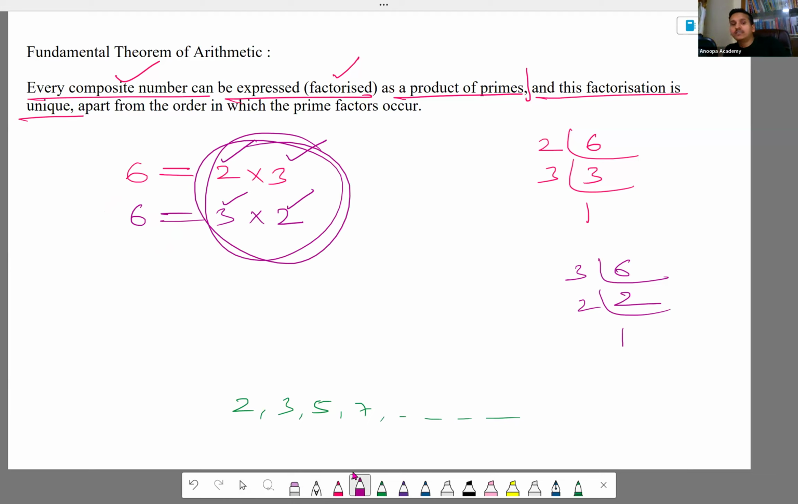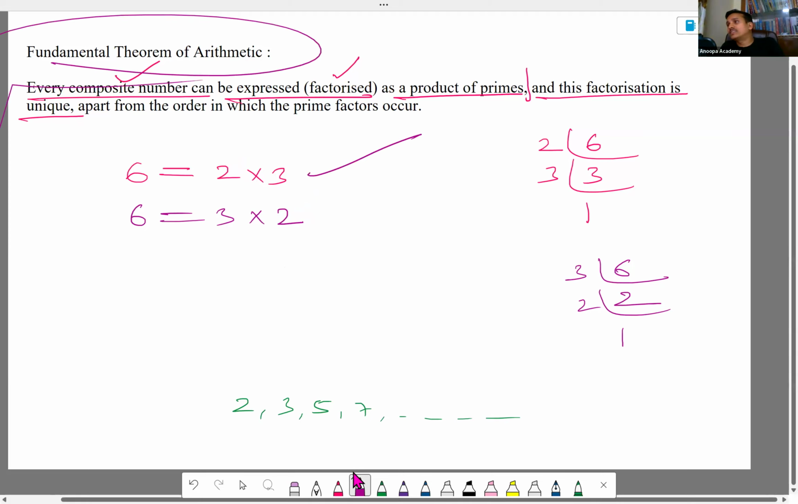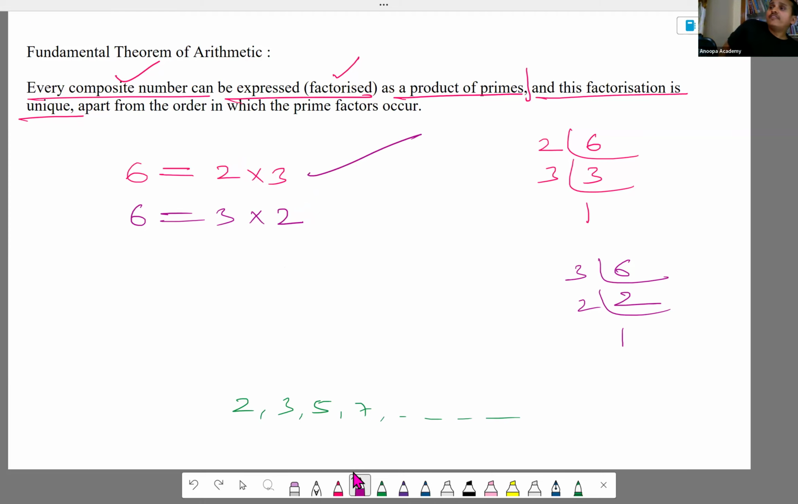So that is what they've written, apart from the order in which the prime factors occur. Prime factors may occur in any order, but they will be unique. If you take 6, always 2 and 3 will only come. Order may change, but always 2 and 3 will only come. But I request everybody to follow this order only. I have written this just to make you understand the fundamental theorem of arithmetic. So every composite number can be expressed as a product of primes, and this factorization is unique apart from the order in which the prime factors occur. Clear, everyone?